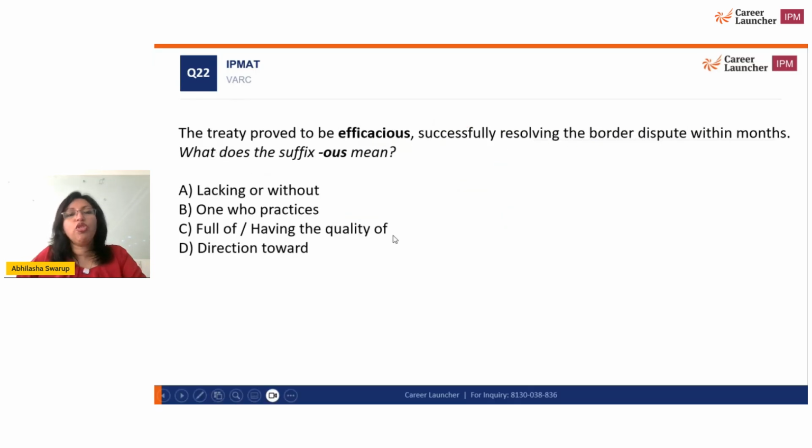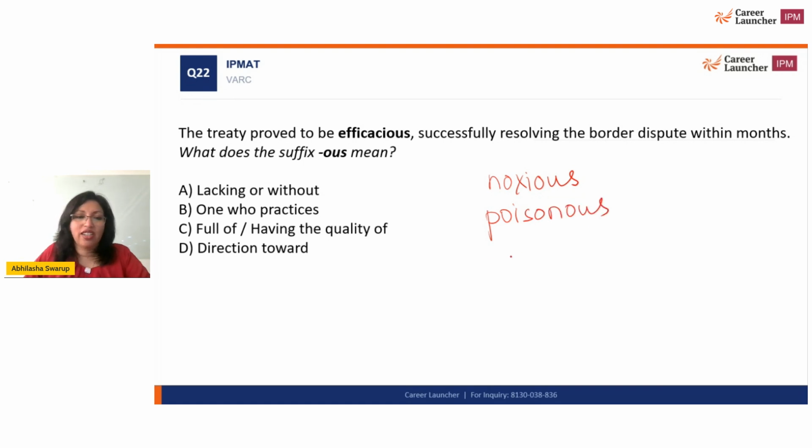All right, the treaty proved to be efficacious, successfully resolving the border dispute within months. What does the suffix OUS mean? OUS means to be full of something or you have the quality of something. Okay, so if something is noxious, it is having the quality of being poisonous, right? If something is poisonous, then it has the quality of being poison, right? So therefore, full of or having the quality of is the correct answer.